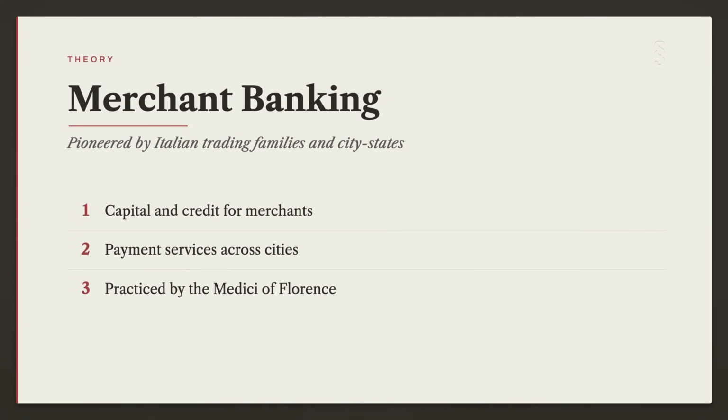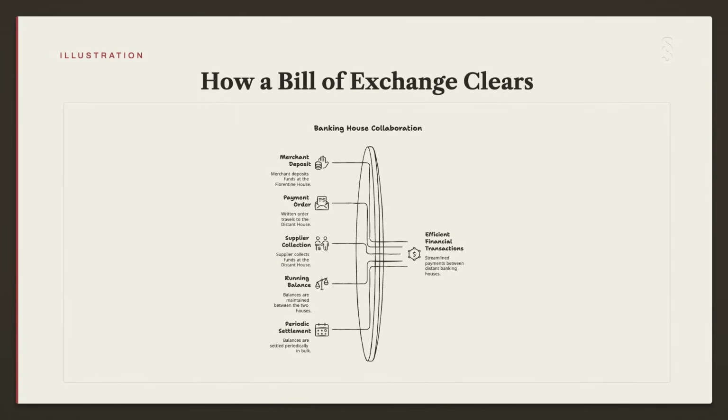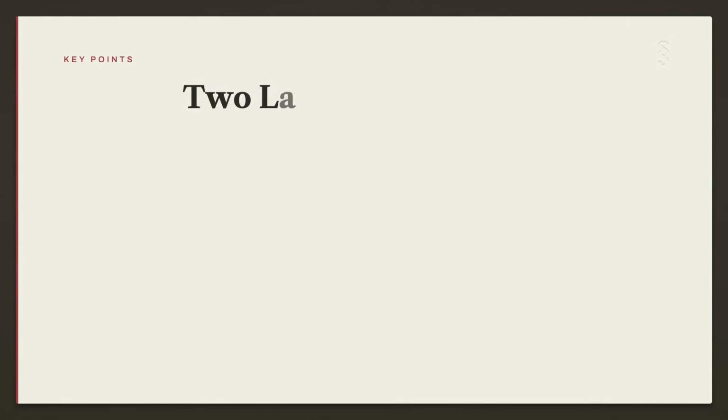The Medici of Florence are its most famous practitioners, but the model spread to every major trading center in Europe and the Mediterranean. The mechanism depends on trust. The two banking houses keep running balances with each other, netting many payments and settling the remainder periodically in bulk. That netting principle, rather than moving metal for every transaction, is what makes the whole system work, and it still governs how modern payment systems clear.